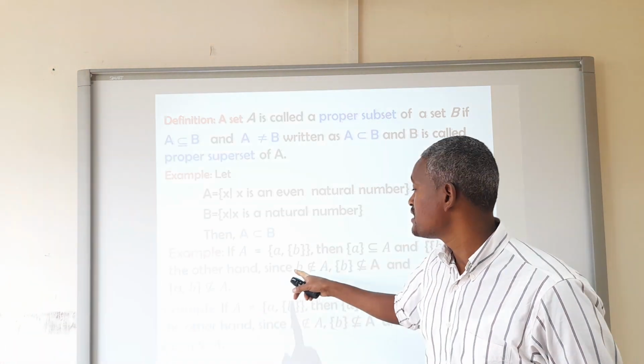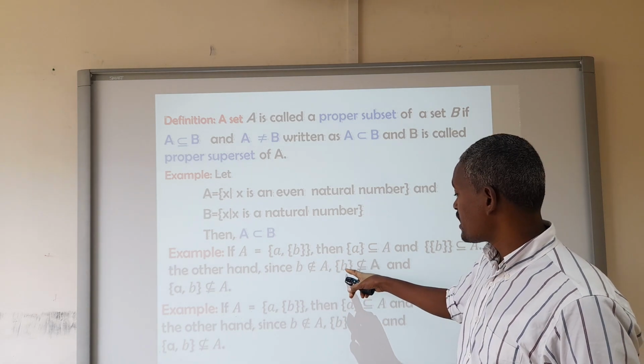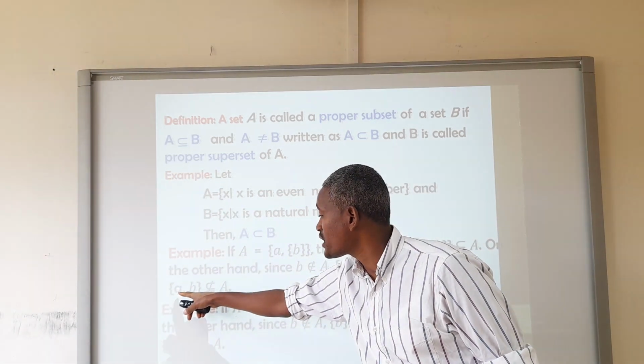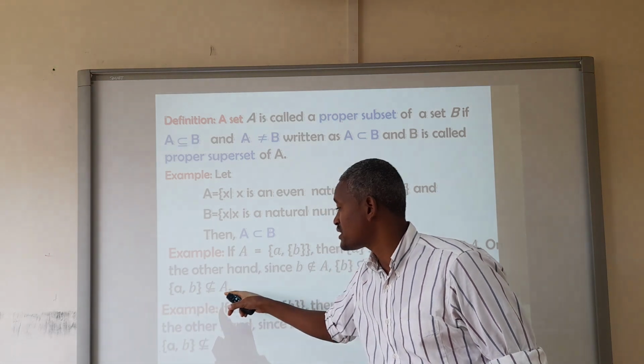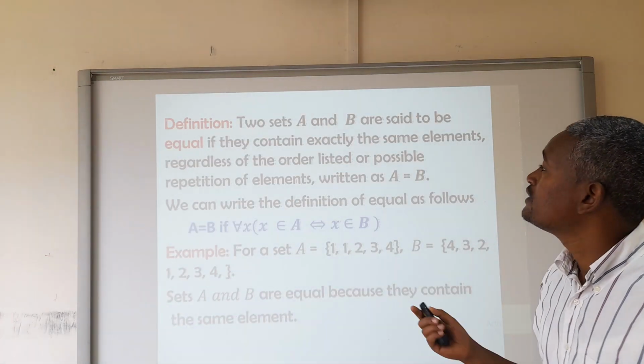On the other hand, since B is not an element of the set A, the set containing B is not a subset of A, and the set containing A and B is not a subset of A. {A, B} is not a subset of A.